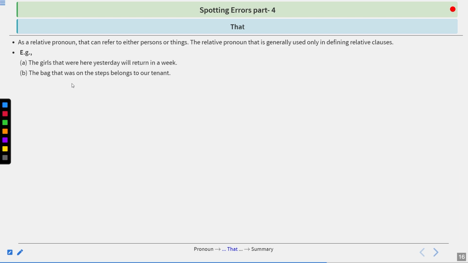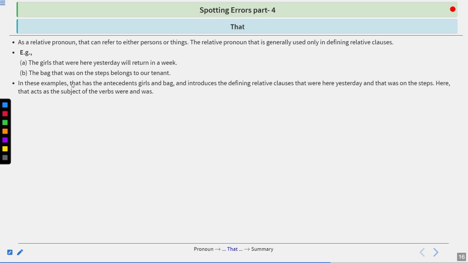Example, the girls that were here yesterday will return in a week. So girls, we need to define the girls, that's why we have used that. We can use who as well here, but to emphasize, we need to use that. So the bag that was on the steps belongs to our tenant.